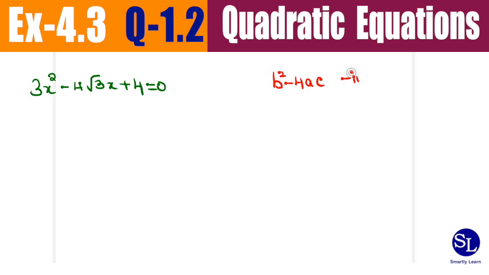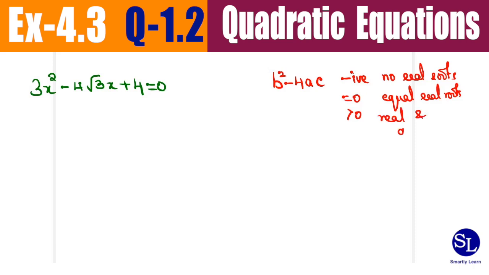If this is negative, we say no real roots. And if this value is equal to 0, then we say equal and real roots. And if it is greater than 0, we are going to say real and distinct roots. So with this in mind, the first step is to compute the value of b square minus 4ac.